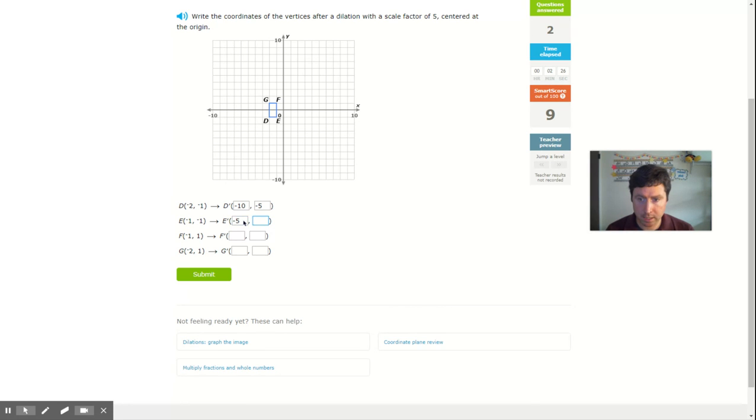And then you can see it repeats as negative 1, so it's going to be negative 5 because I did negative 1 times 5. Now here, negative 1 times 5 is negative 5, and 1 times 5 is 5. And then negative 2 times 5 is negative 10, and then 1 times 5 is 5.